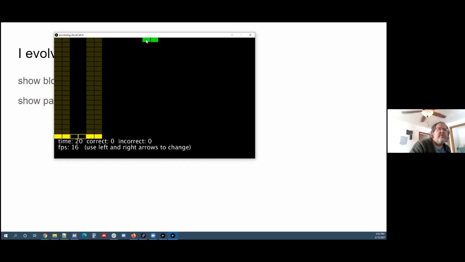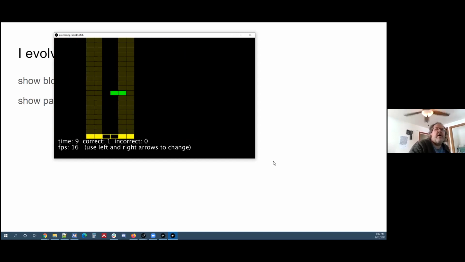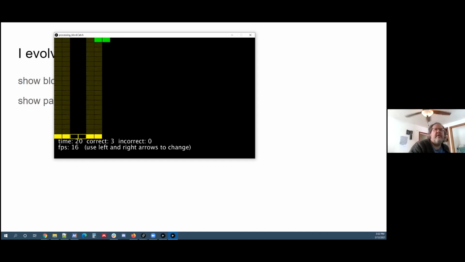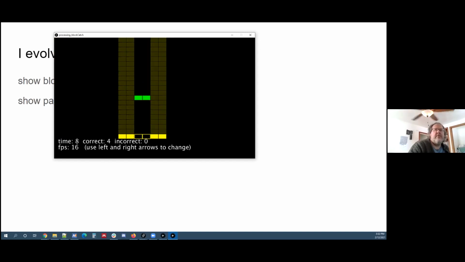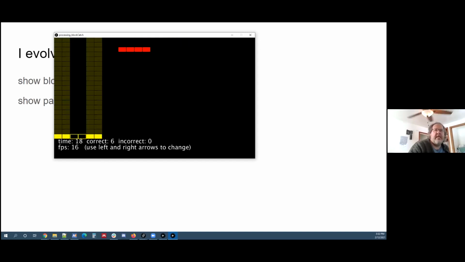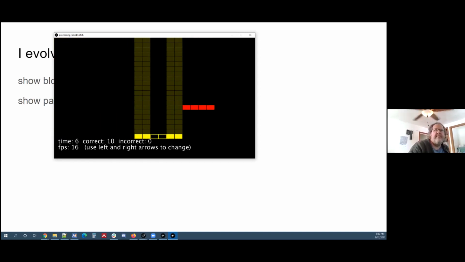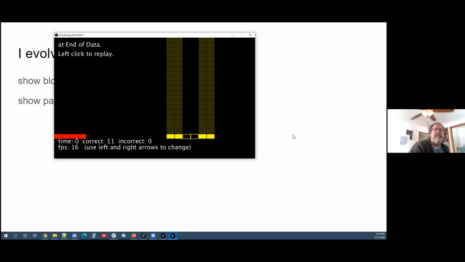So this little size 2 block here, it needs to integrate over time in order to determine that it's a small block. And anyway, we can watch this and we can see that here are a bunch of size 2 blocks that are falling and it manages to catch them. And here are size 4 blocks and these are larger and it has to miss them and it manages to miss them. So this is the one kind of brain that I evolved.